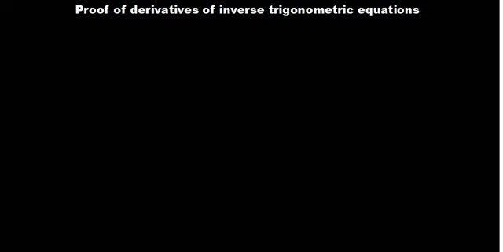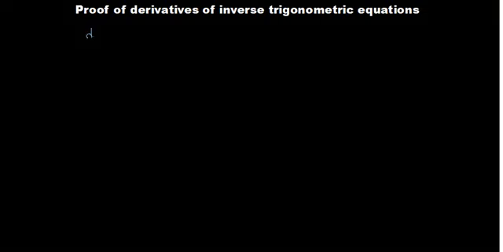Okay, so we go over the proof of derivatives of inverse trigonometric equations, and in this case, we focus on the derivative of sec inverse of u. Okay, so we were taught that the derivative of sec inverse of u is equal to u prime divided by the absolute value of u multiplied by the square root of u squared plus 1, or rather minus 1, sorry, minus 1.